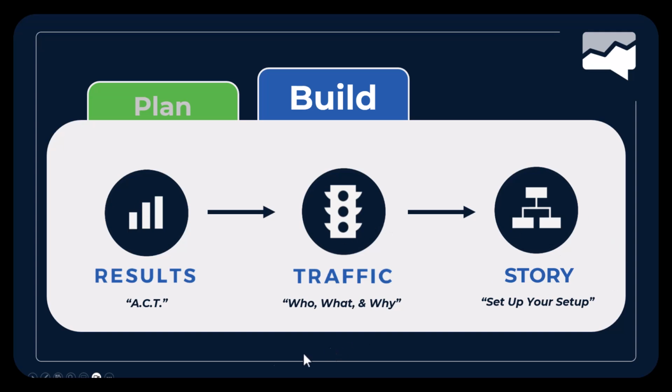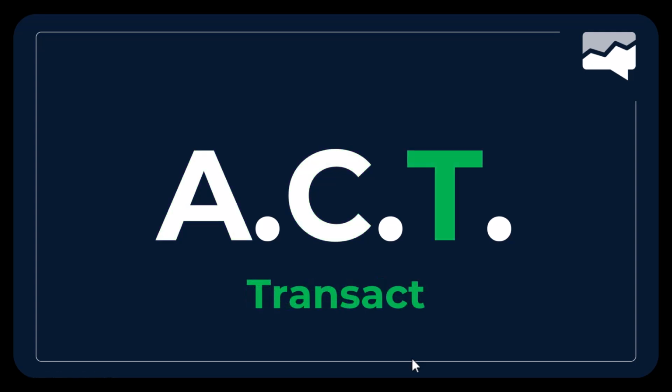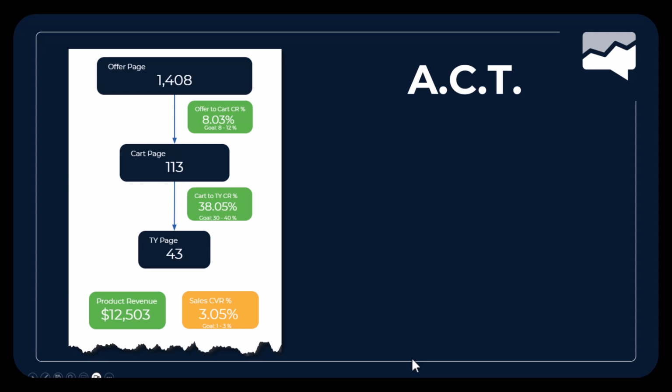And the secret sauce, if you will, of results is our ACT results method. What ACT stands for is ask, consider, and transact. So let's look at an example with a sales funnel. This ACT method can be applied to content marketing, blogs, regular opt-in funnels, e-commerce, anything like that. We're just going to show it in its simplest form.